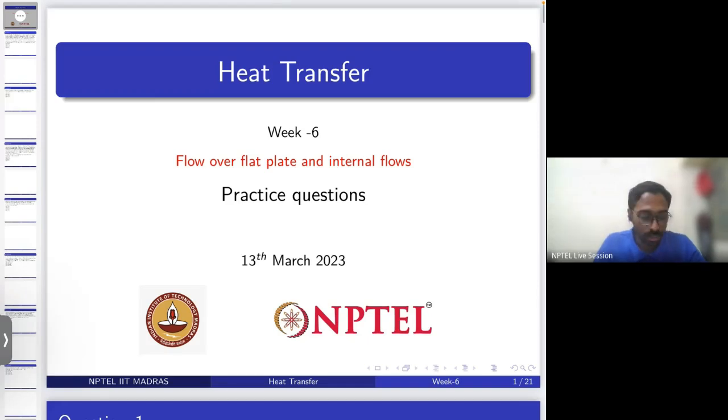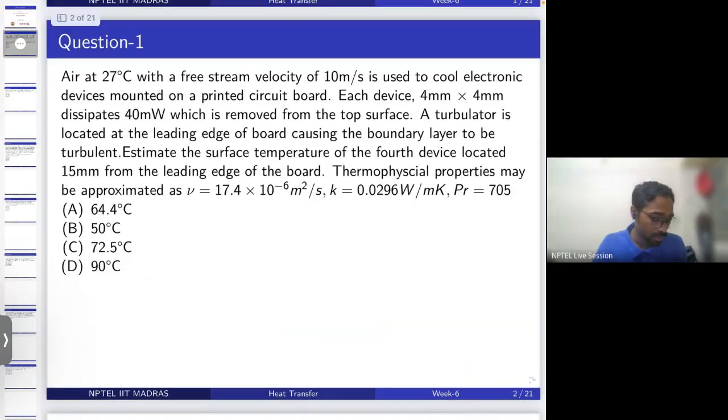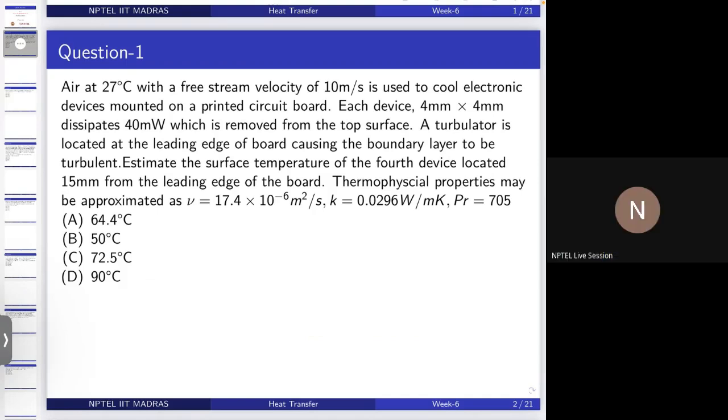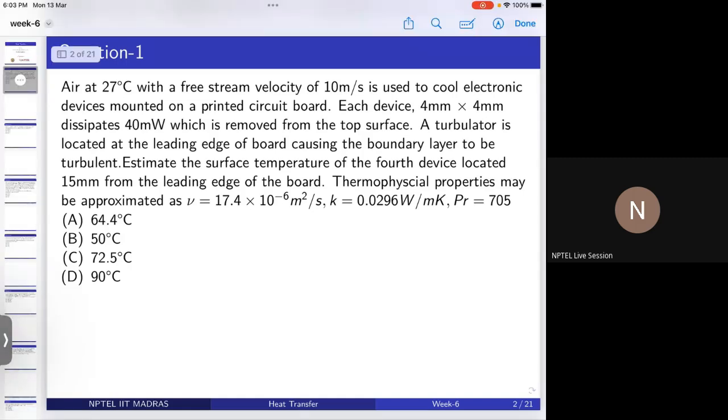So today we will discuss some practice questions related to these topics. Let's get started with the first question. We have air at 27 degrees Celsius flowing with a free stream velocity of 10 meter per second, which is used to cool an electronic device mounted on a printed circuit board.